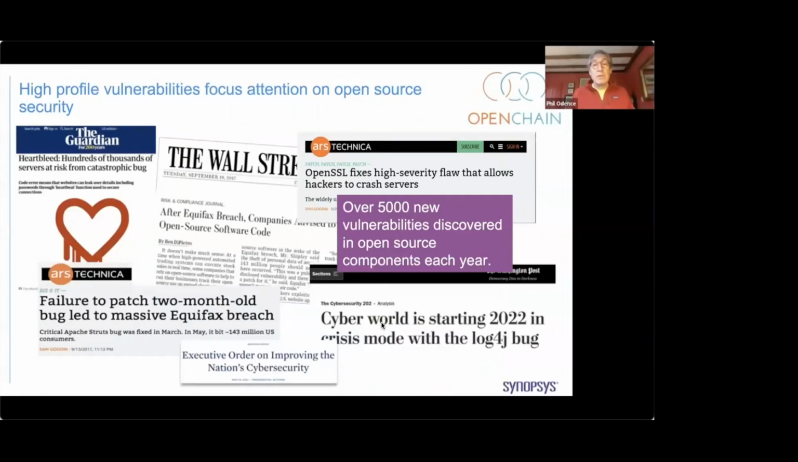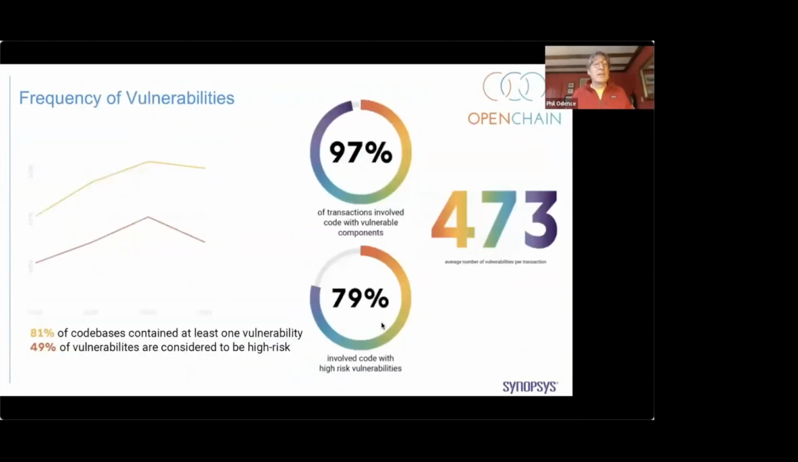So going back to Heartbleed and Equifax with Apache Struts, we kicked off this year with the whole Log4j thing, and then the president's executive order, President Biden's executive order, calling out specifically the importance of the software bill of materials, I think really reflects the sensitivity of the world today.